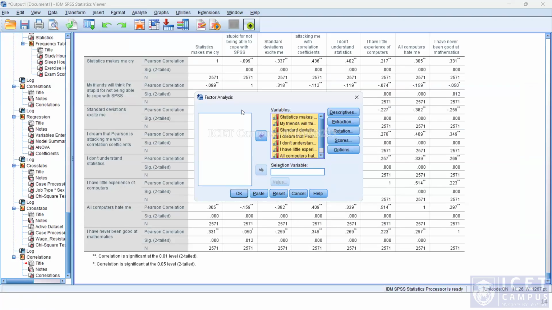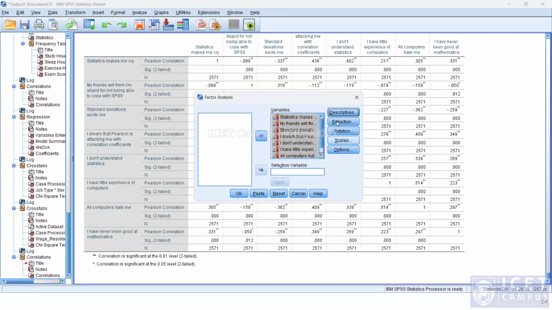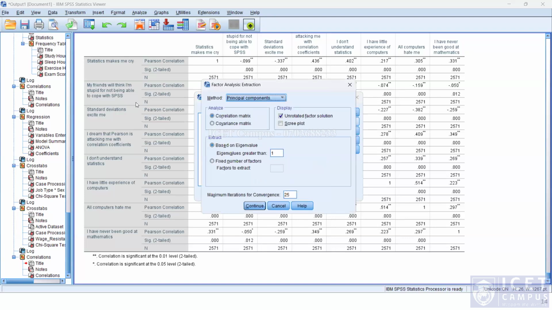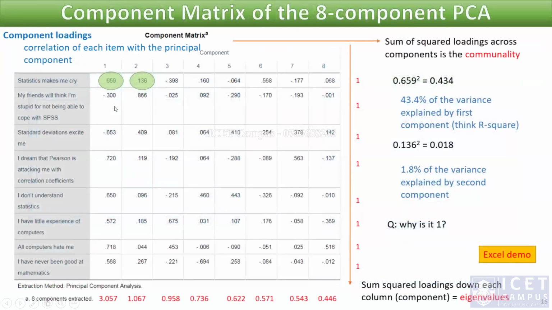Then it comes to factor analysis. Okay, then we can go to method. Yeah, we can go for the method. It's mentioned principal component analysis, unrotated. Then scree plot we have to choose here. And fixed number of factors, we can take 8 factors. Maximum number of iterations for convergence, 100. Yeah, then we can take this.